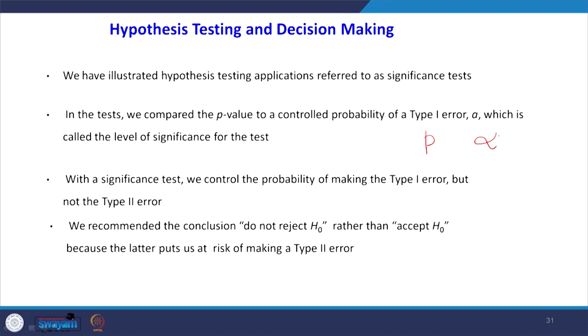We recommended the conclusion, do not reject H naught. Actually, we have to use accept H naught, but very cautiously we have used do not reject H naught rather than accept H naught, because the latter puts us at risk of making type 2 error. Why are we not accepting? There is no proof that the value which I have assumed in the null hypothesis is correct. So, that is why we are saying do not reject it.